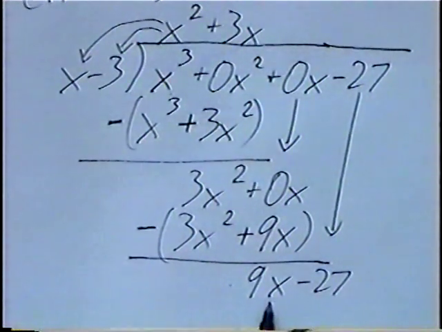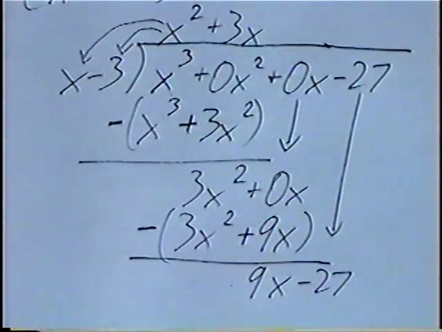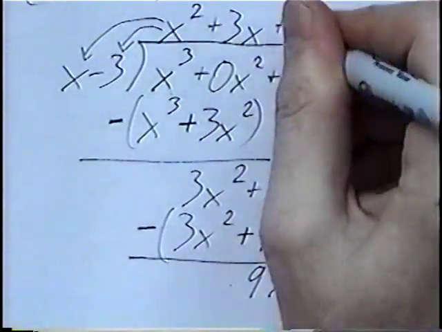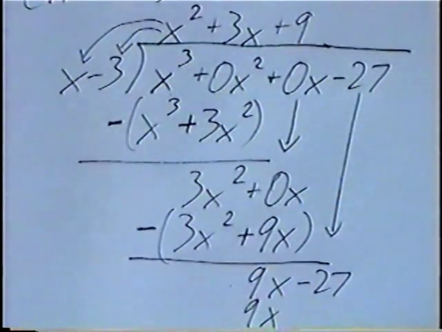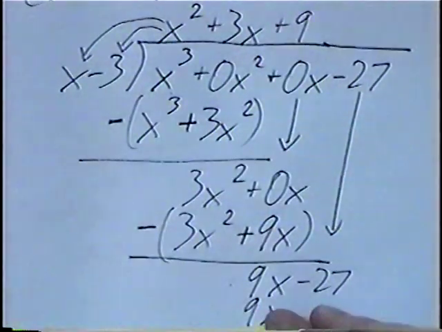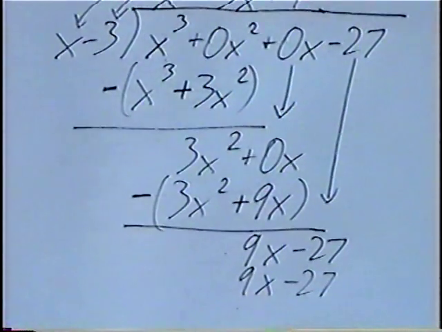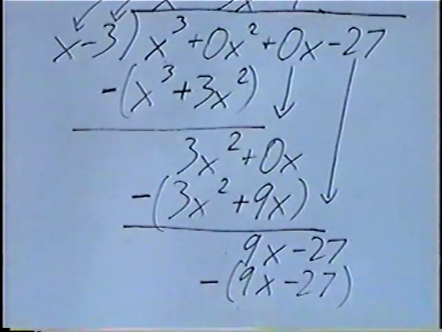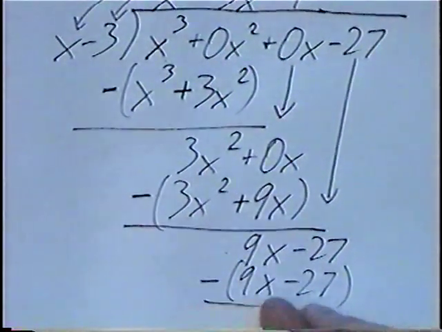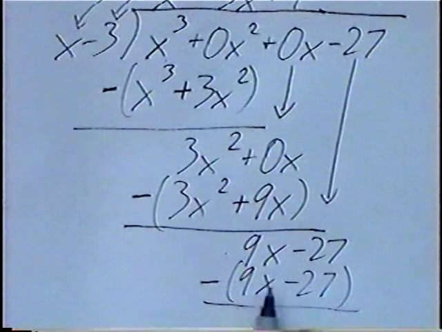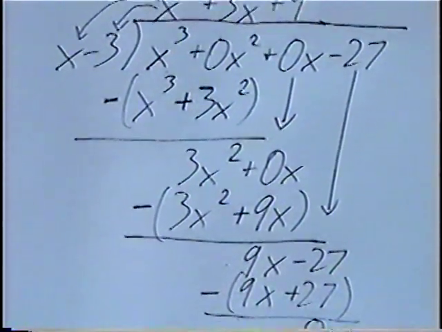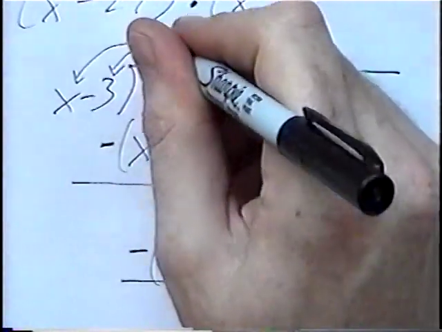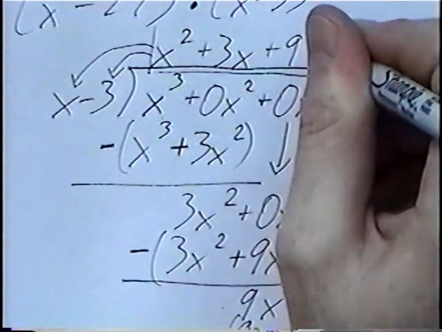X into 9x, or again, what term times x would be 9x? And that term would be a positive 9. 9 times x would be 9x, and 9 times a negative 3 would be negative 27. Subtracting, if these last terms match up, 9 minus 9 and negative 27 minus a negative 27, or adding 27, the 0 means no remainder, and our answer will be x squared plus 3x plus 9.